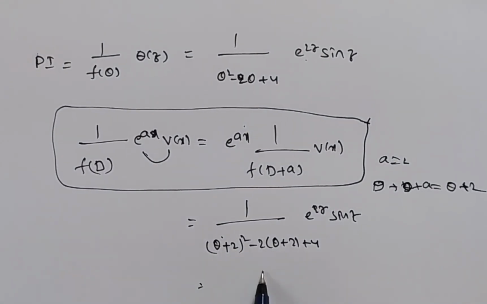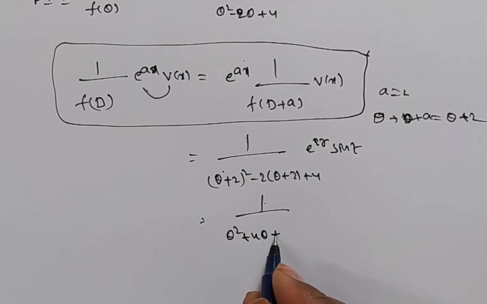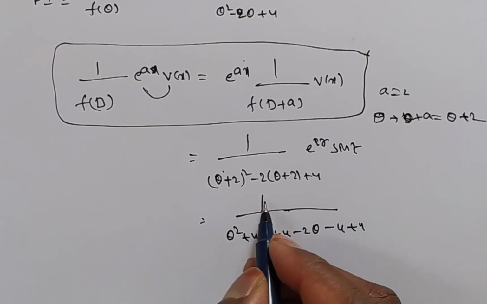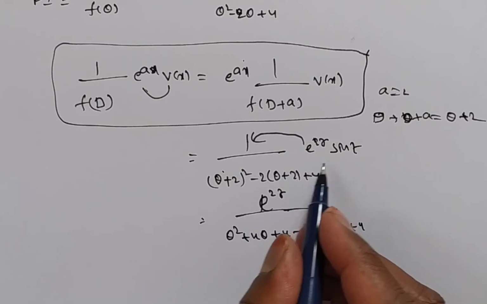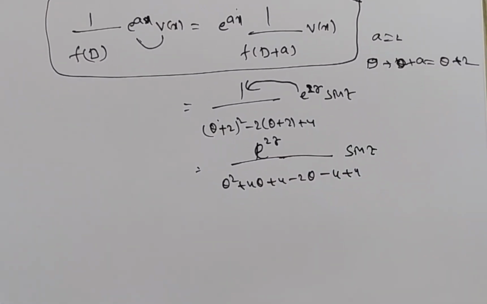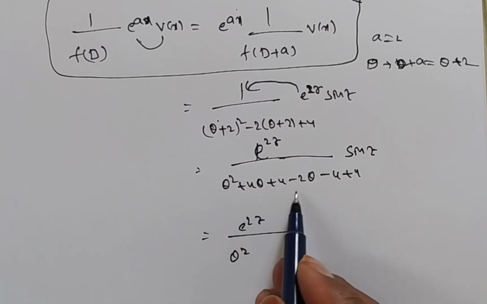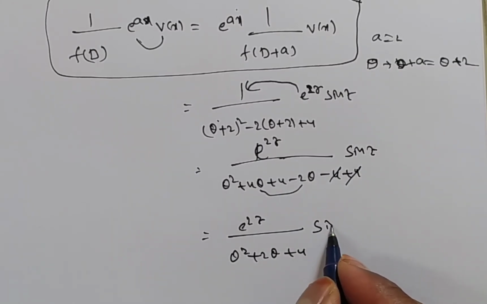Now if you expand this, we will have 1 by theta square plus 4 theta plus 4 minus 2 theta minus 4 plus 4. Actually e power 2z we have to write on the left side, because we have already done that operation, and then we have sin z. Now this is e to the power of 2z by, first writing the highest degree term, theta square, and 4 theta minus 2 theta is plus 2 theta, and here minus 4 plus 4 gets cancelled, then you will have plus 4, into sin z.